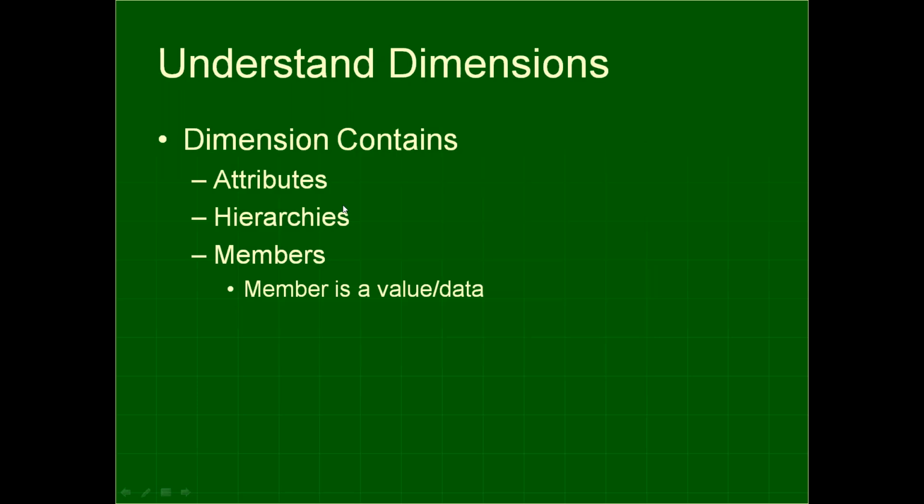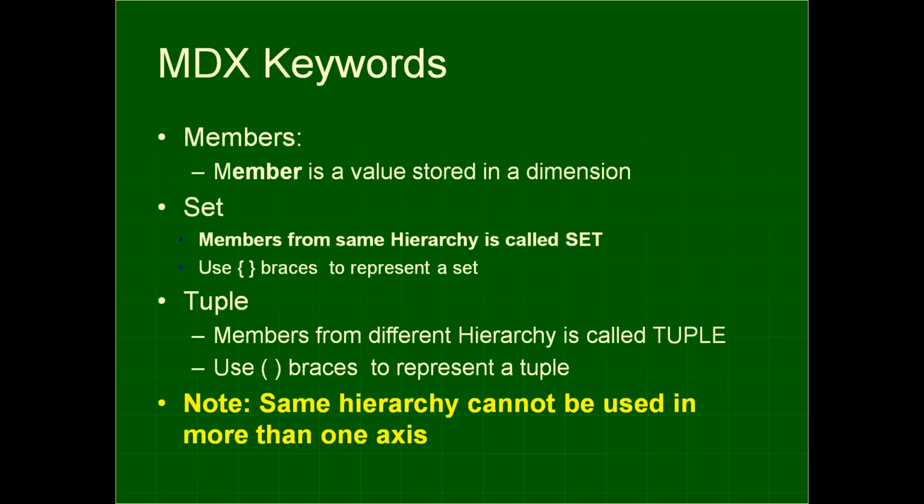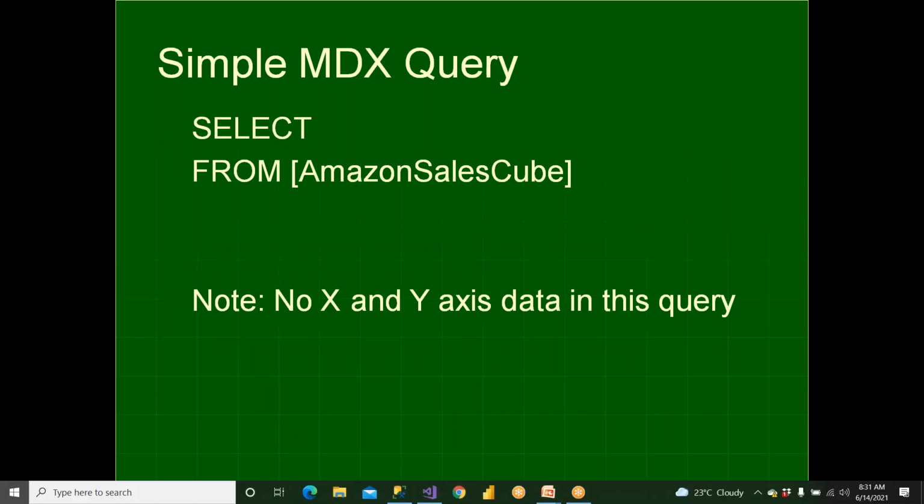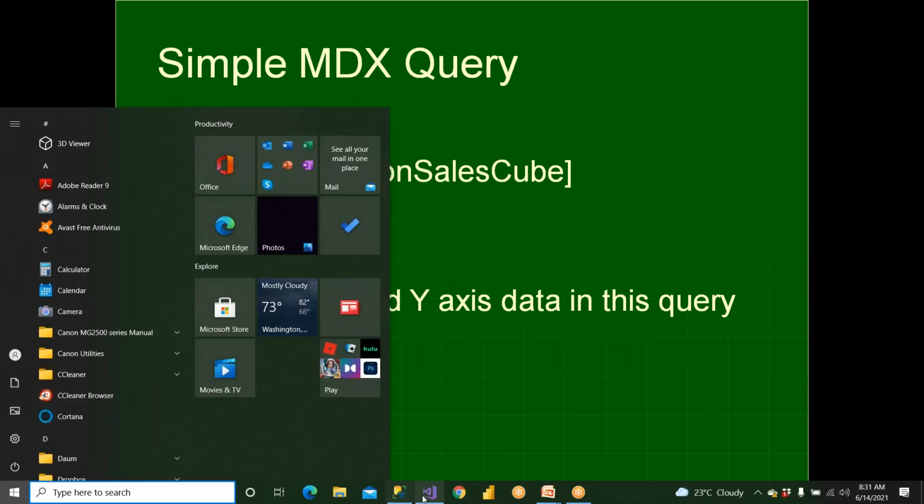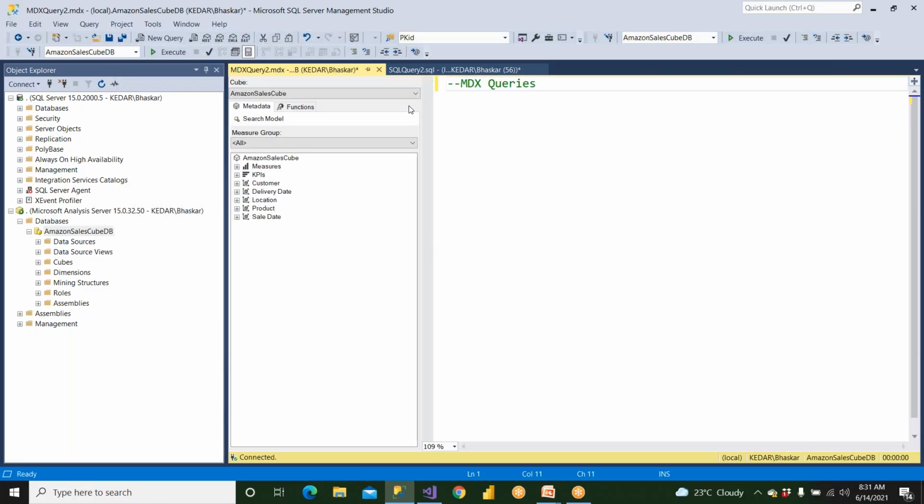Now writing a query is very, very simple. Now I want to show you how to write a simple MDX query. You say select from the cube name. This is the syntax. Select star should not be used; star means it is a normal query. Where is the cube name? This is the cube name. Drag and drop and execute it. That's it.